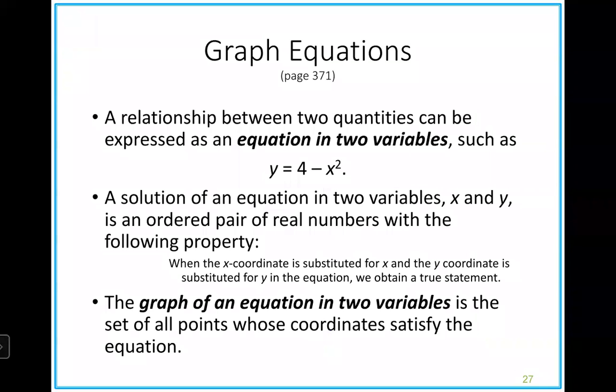graph equations. Okay. So it says a relationship between two quantities can be expressed as an equation in two variables, such as, for example, y equals 4 minus x squared. A solution of an equation in two variables, x and y, is an ordered pair of real numbers with the following property. When the x coordinate is substituted for x and the y coordinate is substituted for y in the equation, we obtain a true statement. Okay. The graph of an equation in two variables is a set of all points whose coordinates satisfy the equation.